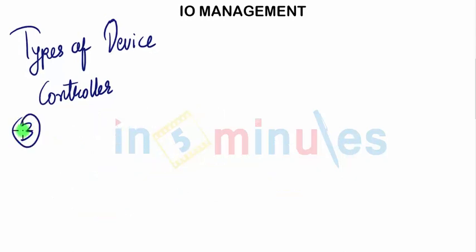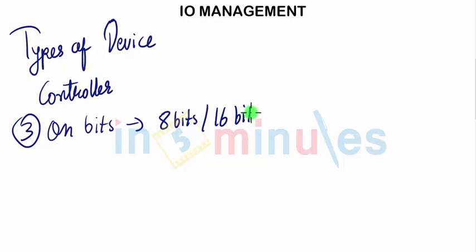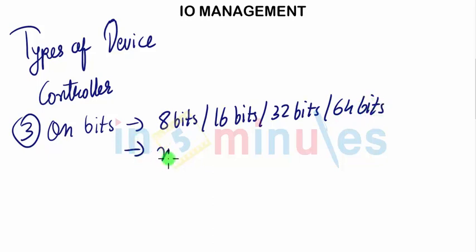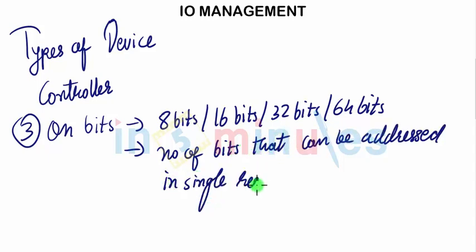Third thing, device controller can be categorized is on bits. We have 8 bits controller, 16 bits controller, 32 bits controller, and now even 64 bits controller. By saying bit controller, it simply means number of bits that can be addressed in single read or write.